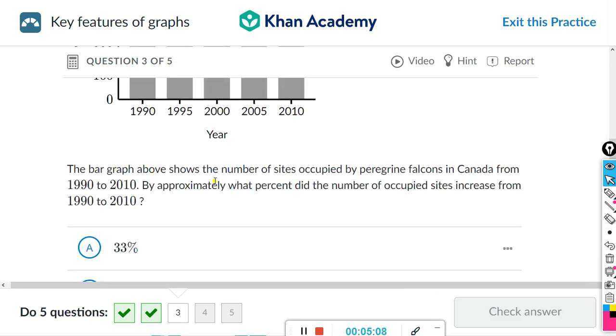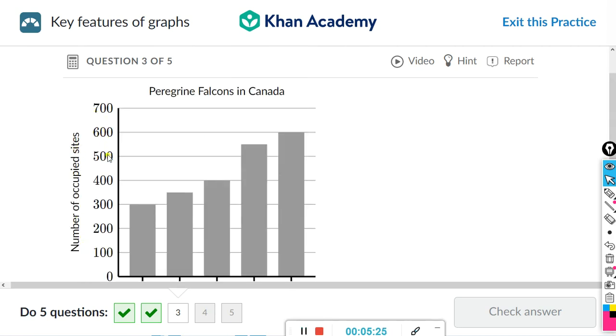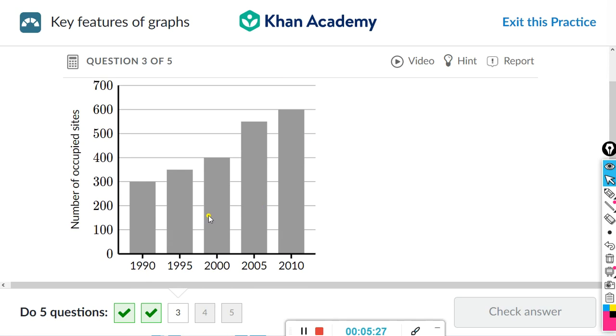The bar graph shows the number of sites occupied by Falcons in Canada from 1990 to 2010. By approximately what percent did the number of occupied sites increase from 1990 to 2010? Let's see. The number of occupied sites is on the y-axis. They want to know the percent increase from 1990 to 2010. At 2010, we see the total is 600, and at 1990, when they started, the total is 300.